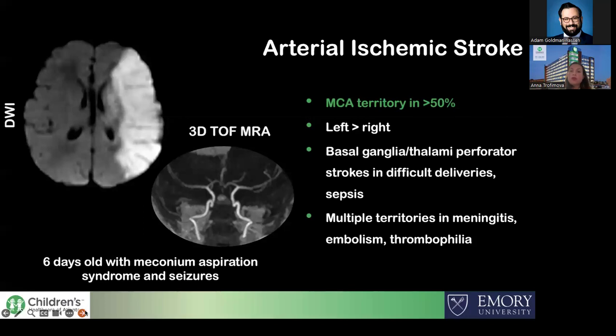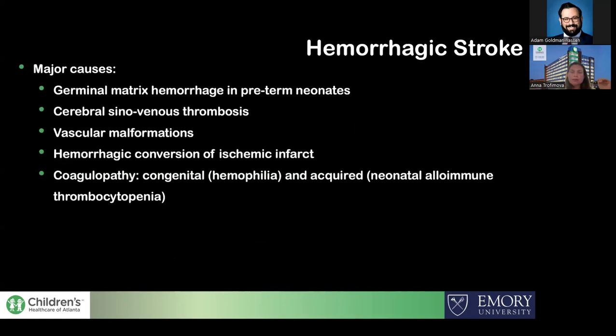if we're dealing with babies with meningitis or cases of embolism or thrombophilia. And this is on the left, you can just see the example of a large left MCA territory stroke in a 6 days old neonate with meconium aspiration syndrome and presentation with seizures. And as you can see, at the time when we see this already completed stroke on MRI, we really don't see any associated significant vascular narrowing or occlusion, though in 30–40% of those cases, these findings can be present in vascular imaging as well.